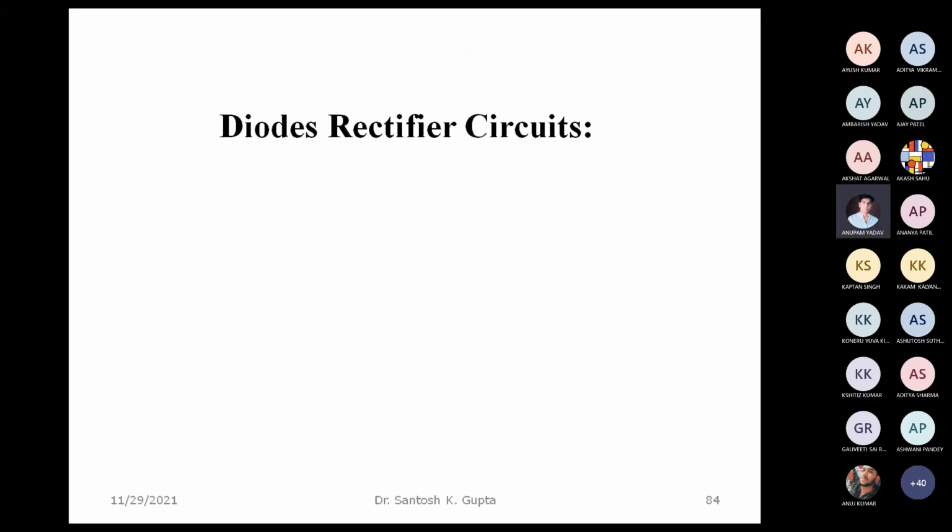Sir, a question: do the composite diodes always have a potential barrier greater than silicon? They always have it greater, because composite semiconductors have a higher energy band gap. So that's why their potential barrier is also larger than that of silicon or germanium.